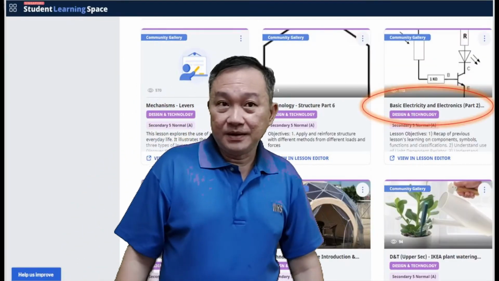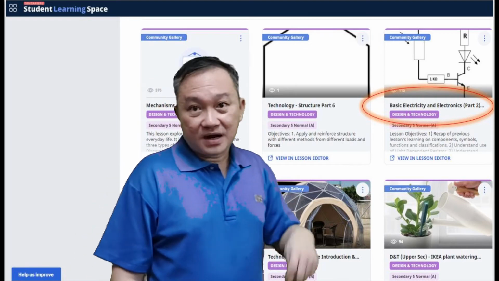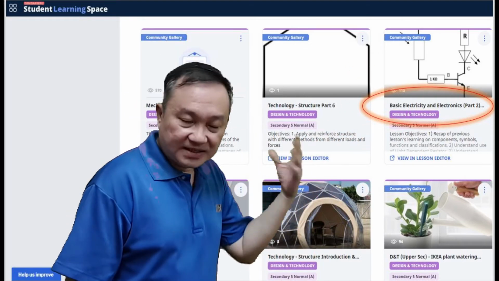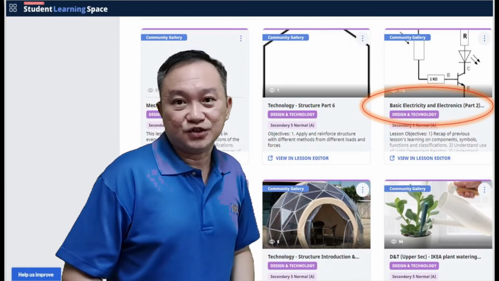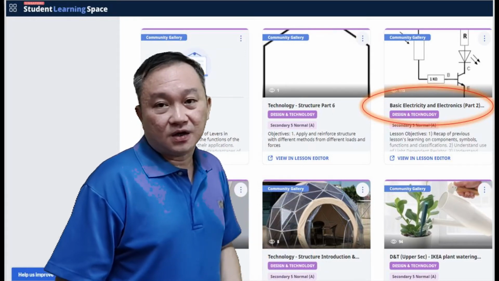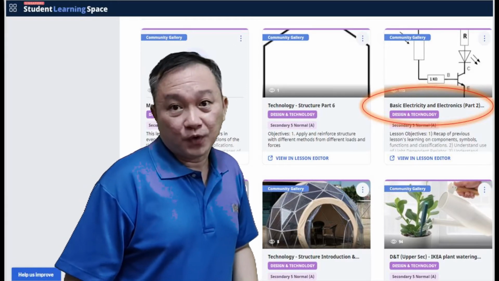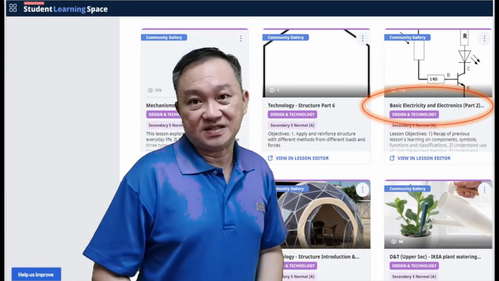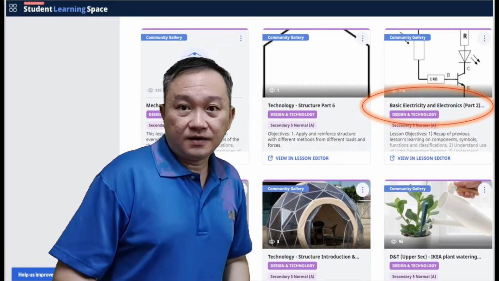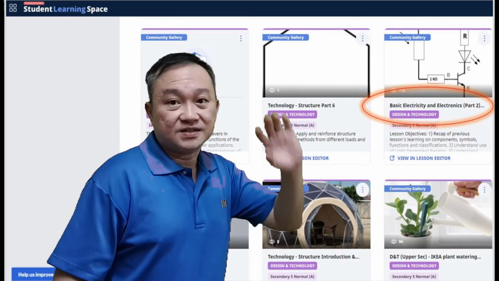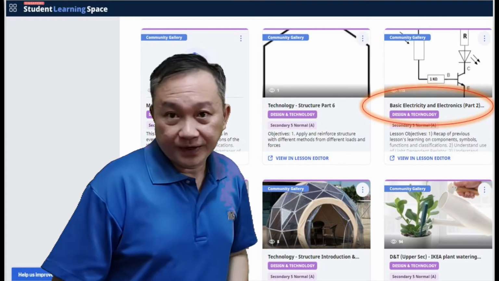So coming to the next part, which is also my SLS lesson, the basic electronics and electricity, or basic electricity and electronics, we use the words interchangeably. Part 2 focuses on this input device, or input component we call it, which is the light dependent resistor. So this LDR, you need to know the ins and outs of it, how it reacts to the sensitivity of the light in the surrounding area.